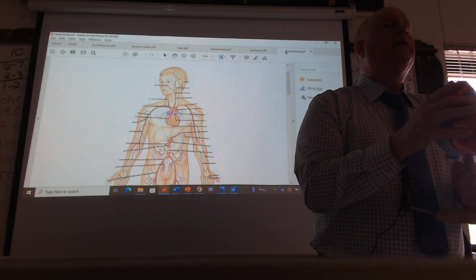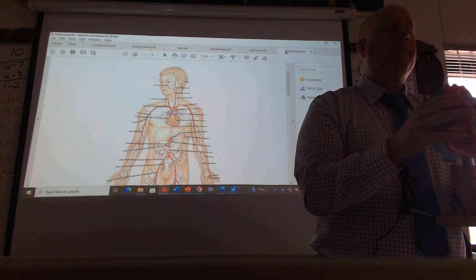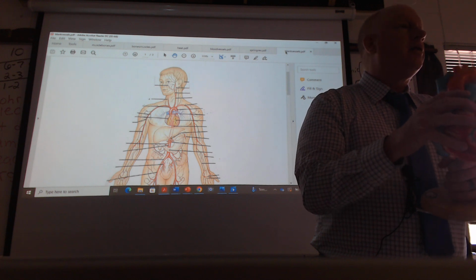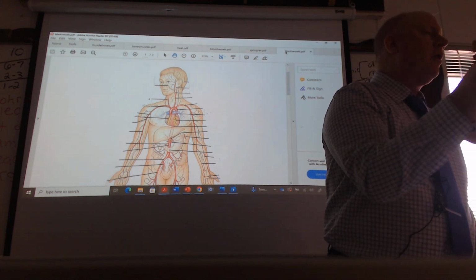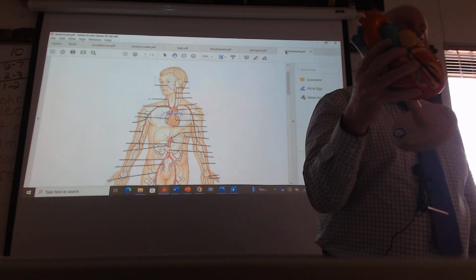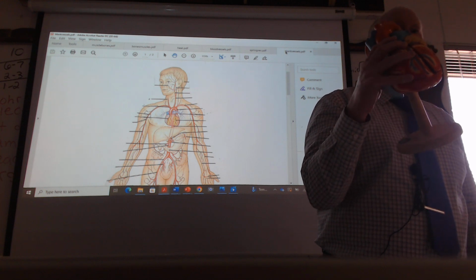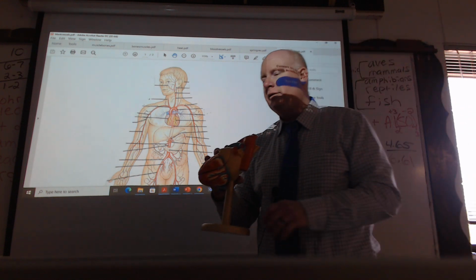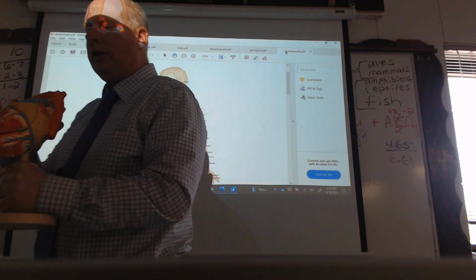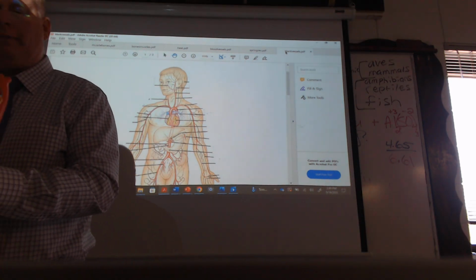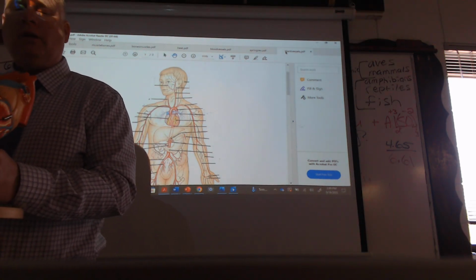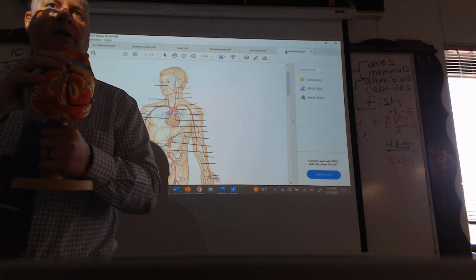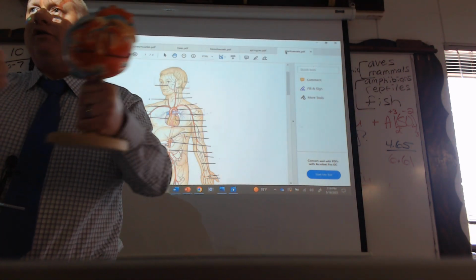So when it leaves this structure, is this a blue artery or a blue vein? Artery. And it has to be an artery because it's going away from the heart. So once it does that, this is your pulmonary artery. Now, we call this the pulmonary trunk because it goes in 2 different directions.